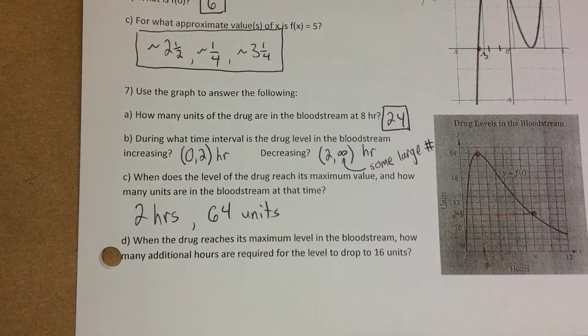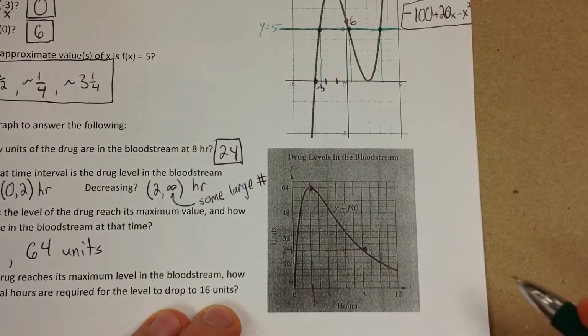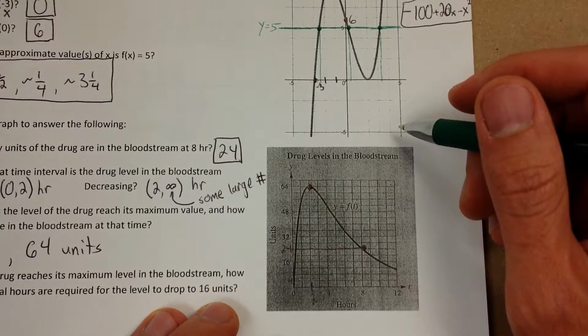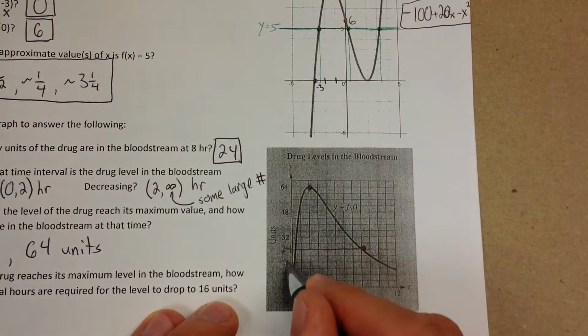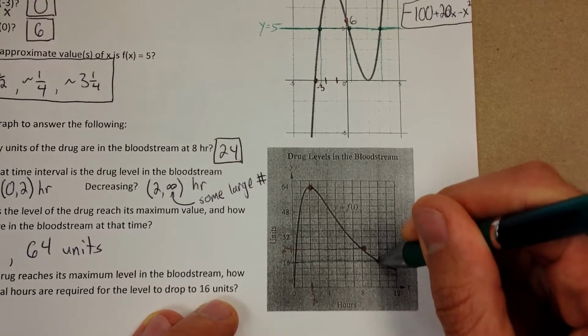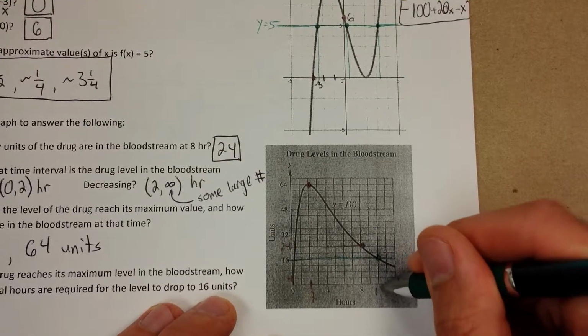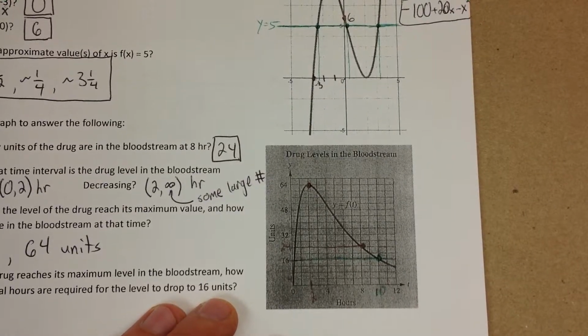Okay, Nick. When the drug reaches its max level in the bloodstream, how many additional hours are required for the level to drop to 16 units? Okay. And could you describe your method? Okay, so here's 16. And Nick, what's this point here? 10. And the peak is at 2. So the difference between 2 and 10 is 8 hours.